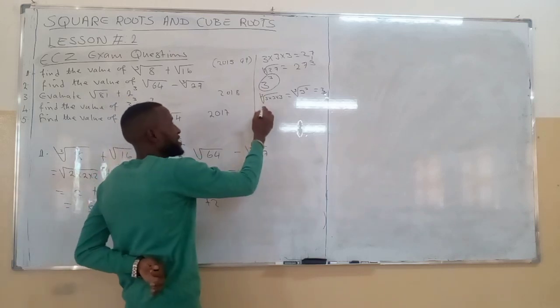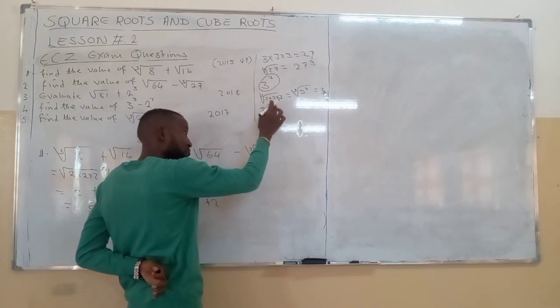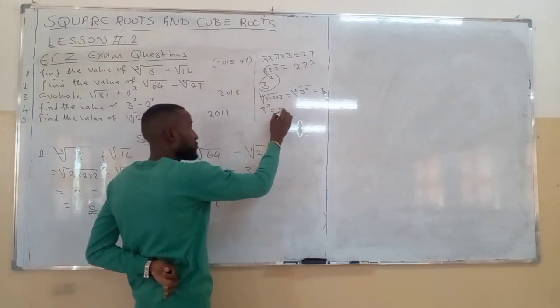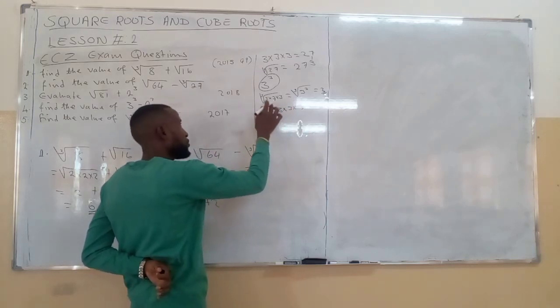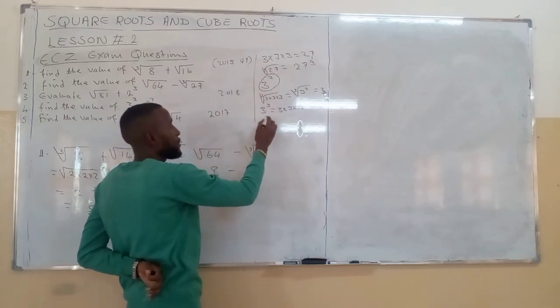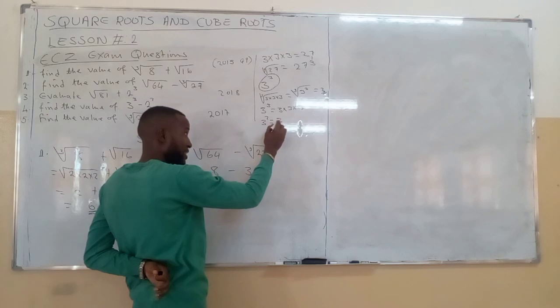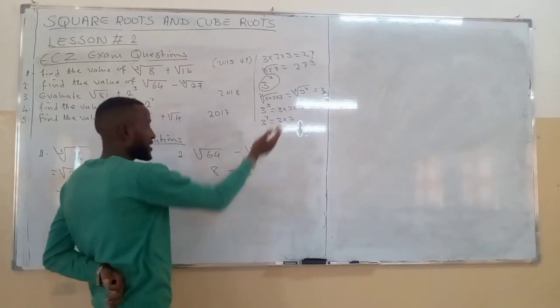So this simply means, if it is raised to power 3, they are telling you to multiply this 3 by itself 3 times. So it will be 3 times 3 times 3. This is what they mean. If they put 2 there, just know that they're saying multiply. If they say 3 to the power 2, they are simply saying multiply 3 times 3, to get your final answer. That is what they mean.